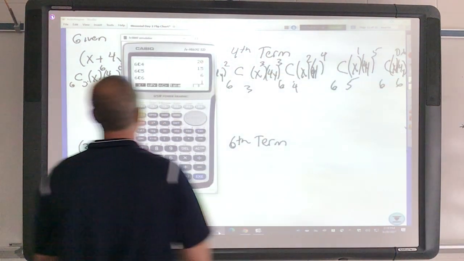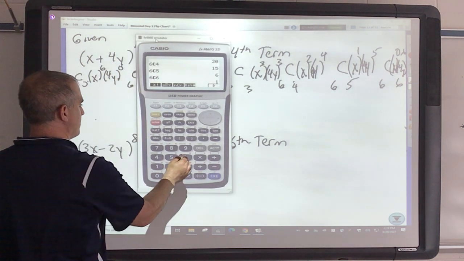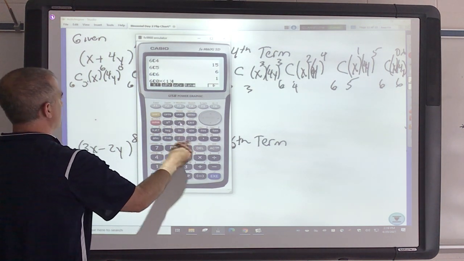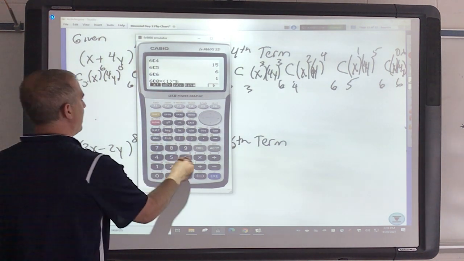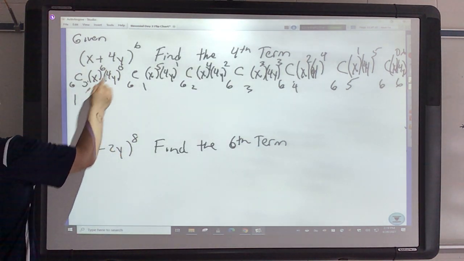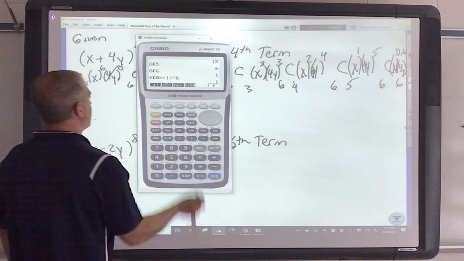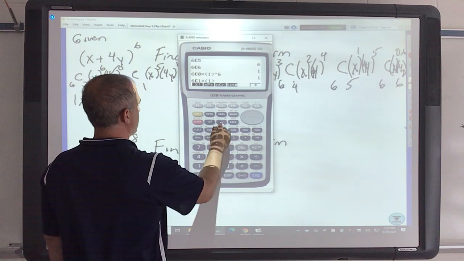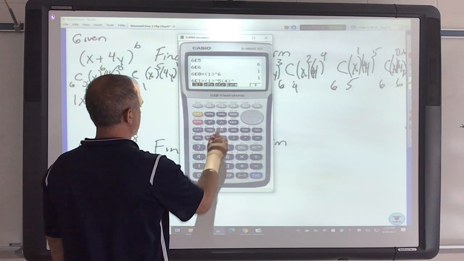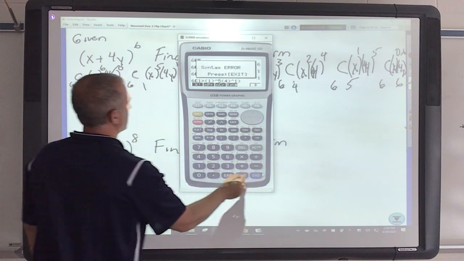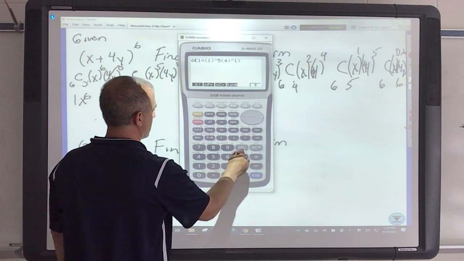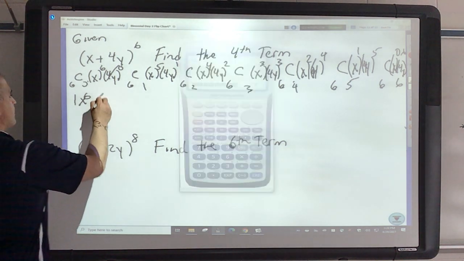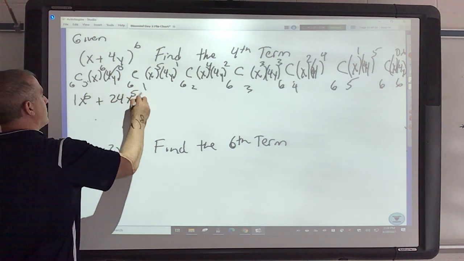So you can do this a couple different ways. If you want to type it all in, you can. 6 choose 0 times 1 to the 6th power, which would just be 1, x6. Then 6 choose 1 times 1 to the 5th, 4 to the 1st. So that would be 24 x5 y1.